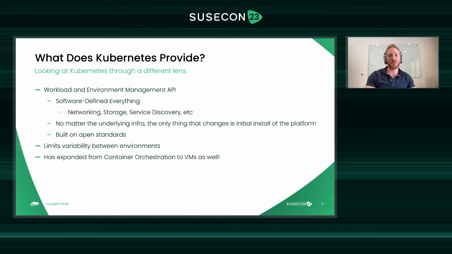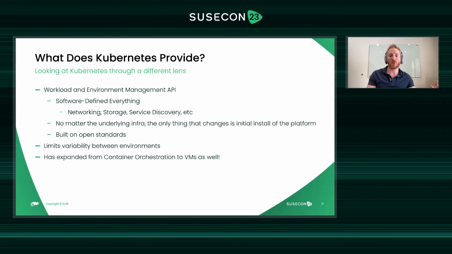I think first we've got to look at what Kubernetes provides through a specific lens. First of all, it's a workload and environment management API. The cool thing about that is it's software-defined everything from networking, storage, service discovery, etc. And it doesn't care what the underlying infrastructure is. You could put Kubernetes in AWS, you can put it on premise, you can put it in Azure. It's the same everywhere. And it's built on open standards, which is great. If you look at it from that lens, you can even say that it limits the variability between environments to being only when you install the actual platform itself, and how you can elastically scale the platform in terms of things like adding new nodes.